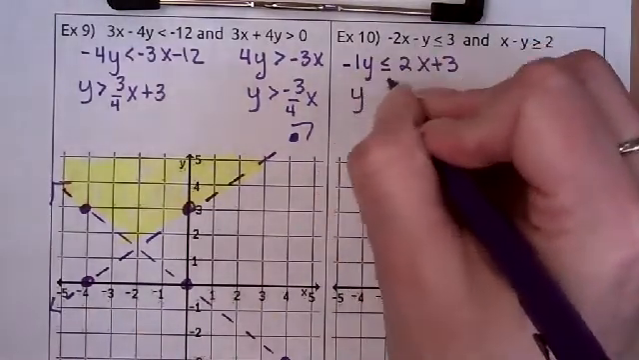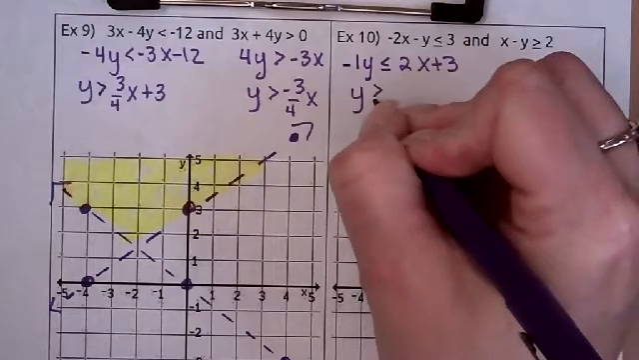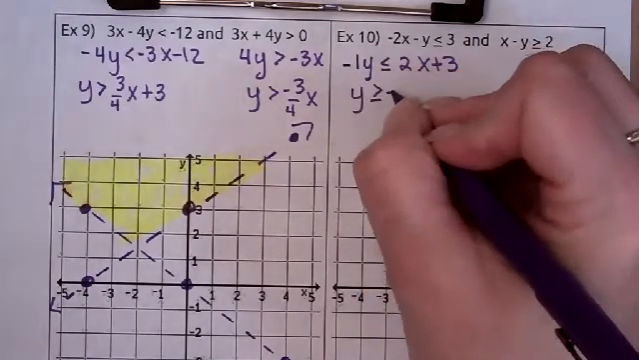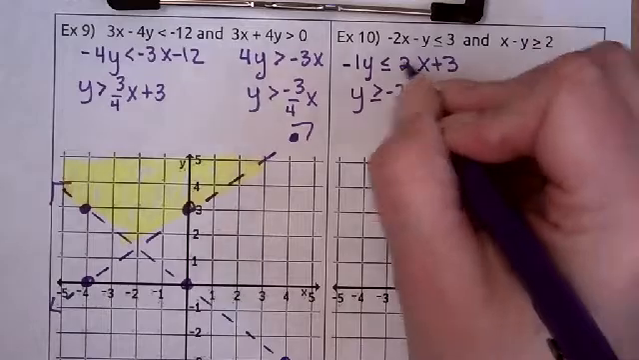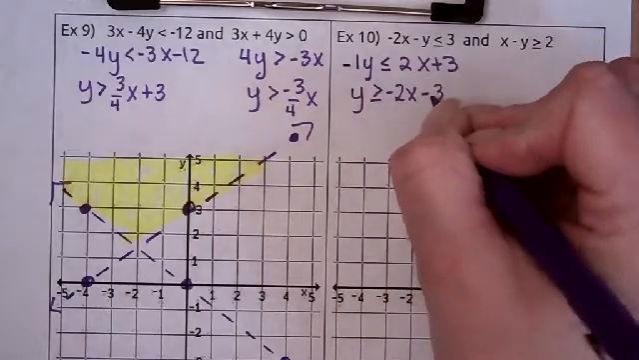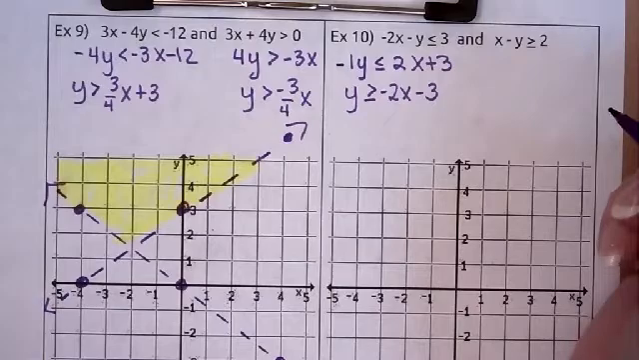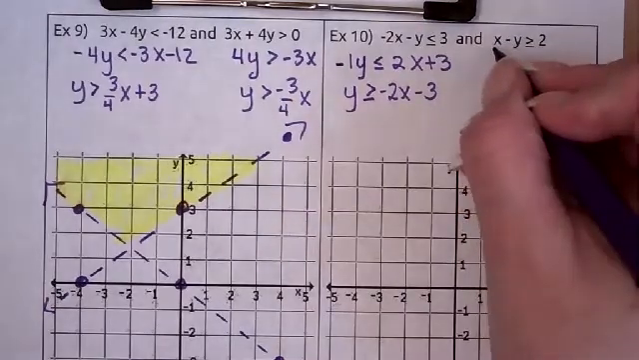So I've got y. Flip your inequality because you're dividing by the negative. 2 divided by -1 is -2x. 3 divided by -1 is -3. Okay? Now, let's do our second equation.